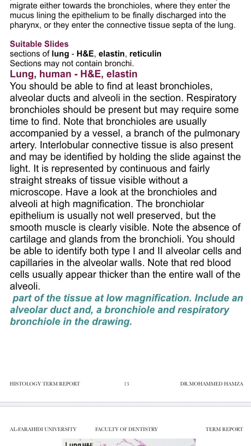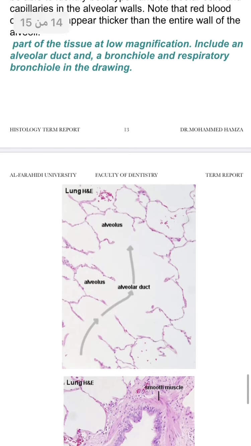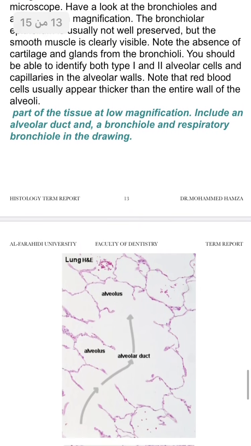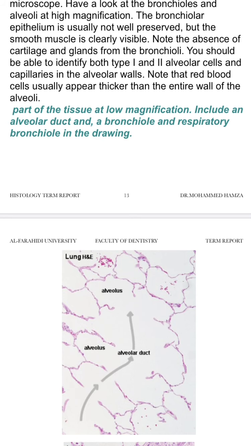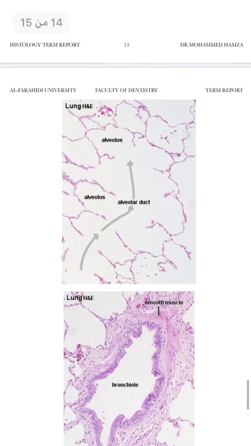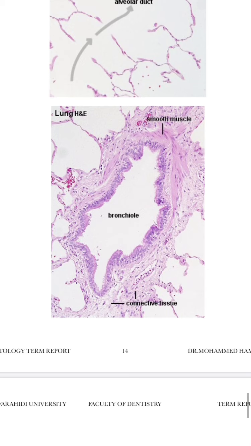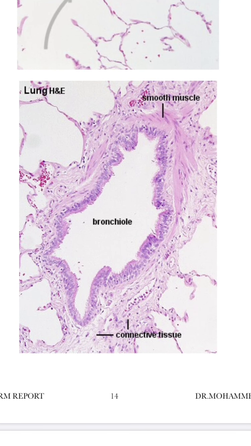Have a look at the bronchioles. Here we see two figures, or two slides. We see part of the tissue at low magnification, including the alveolar duct and the bronchioles of the respiratory bronchi in the drawing. We see here in this lung the alveolar duct and an alveolus and another alveolus, and we see here the bronchiole and the smooth muscle surrounding it and the connective tissue.